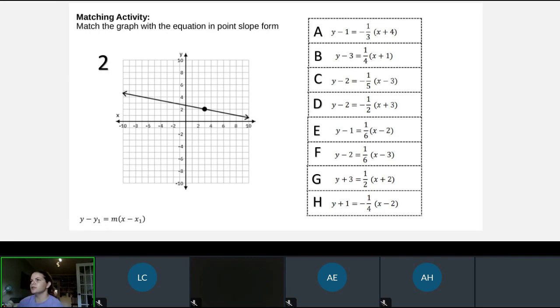All right, so what you're going to do is first things first, write out the coordinates of the ordered pair, the point that they give you. So we're not using the y-intercept, Angel. We didn't use the y-intercept on the last one. So you're right, it's 3, 2. And then now you need to count the slope.